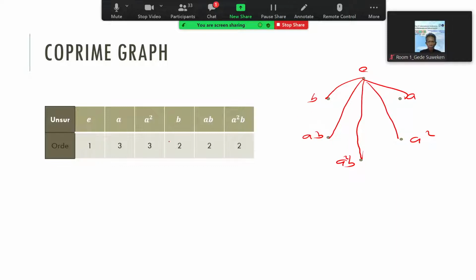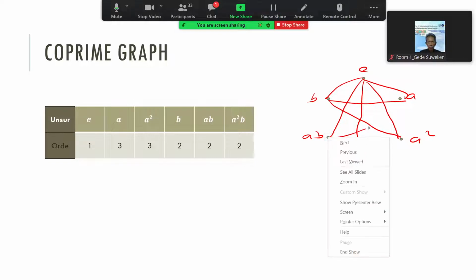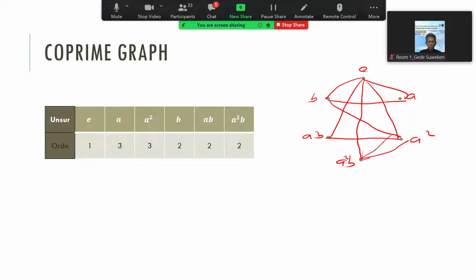Okay, and B and A, because 3 and 2 are relatively prime, we have an edge from B to A, also B to A square. Same argument, we have AB to A and AB to A square, also A square B. And this is the coprime graph. We can see that this graph is a tripartite graph.